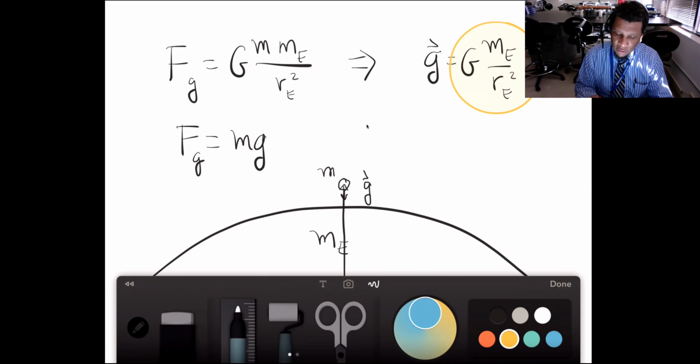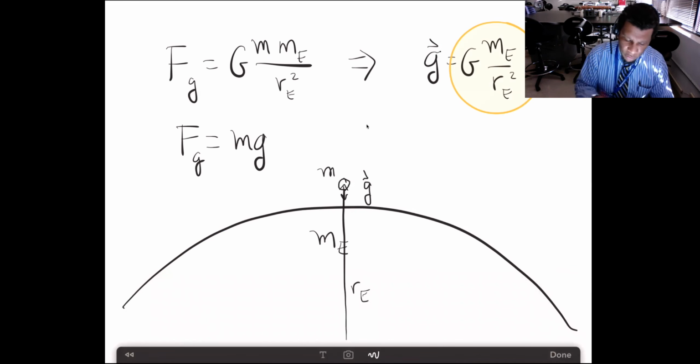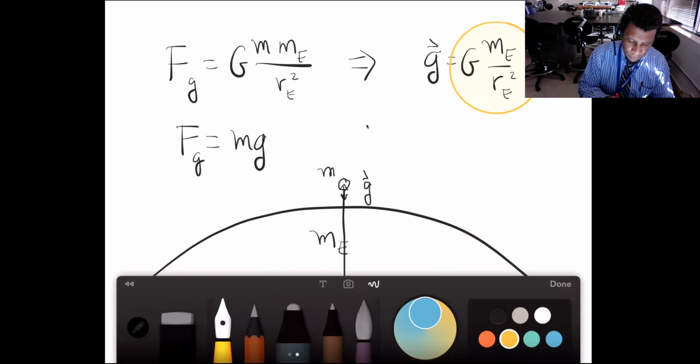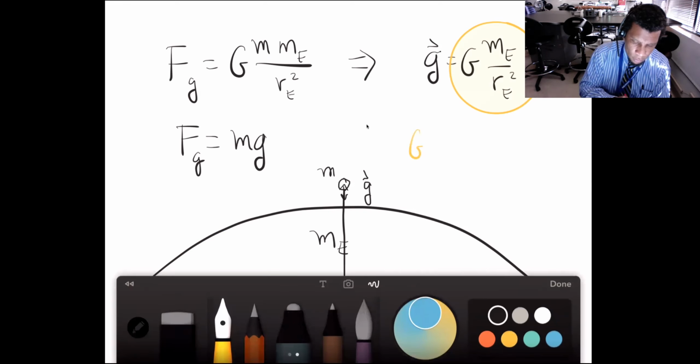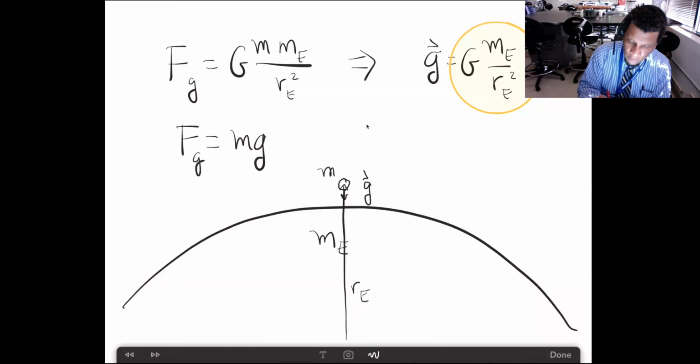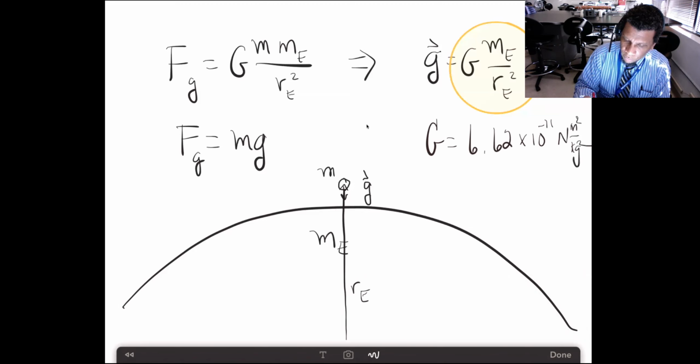We're expecting this calculation to give something like, well, let me just go ahead and write down what G, M, and R are going to be. G is just 6.62 times 10 to the negative 11 newton meters squared over kilograms squared.